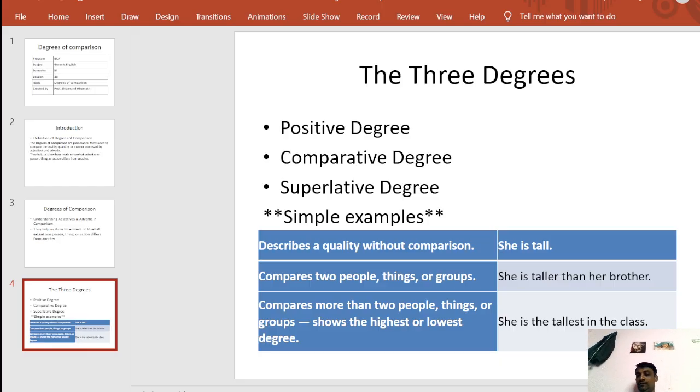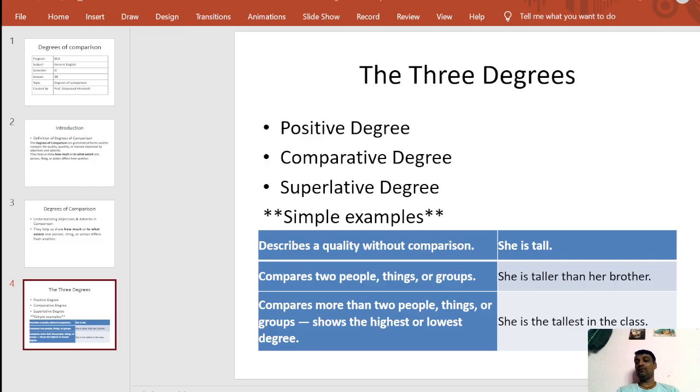So these are the three basic degrees of comparison. One is the positive degree, the second is the comparative degree, and the third is the superlative degree. You can see those things very clearly on your screen. So what is a positive degree? A positive degree tells us about only one person, one thing, one quantity, or manner. It just describes a quality without any comparison. It's a simple statement, we may say. This is called the positive degree.